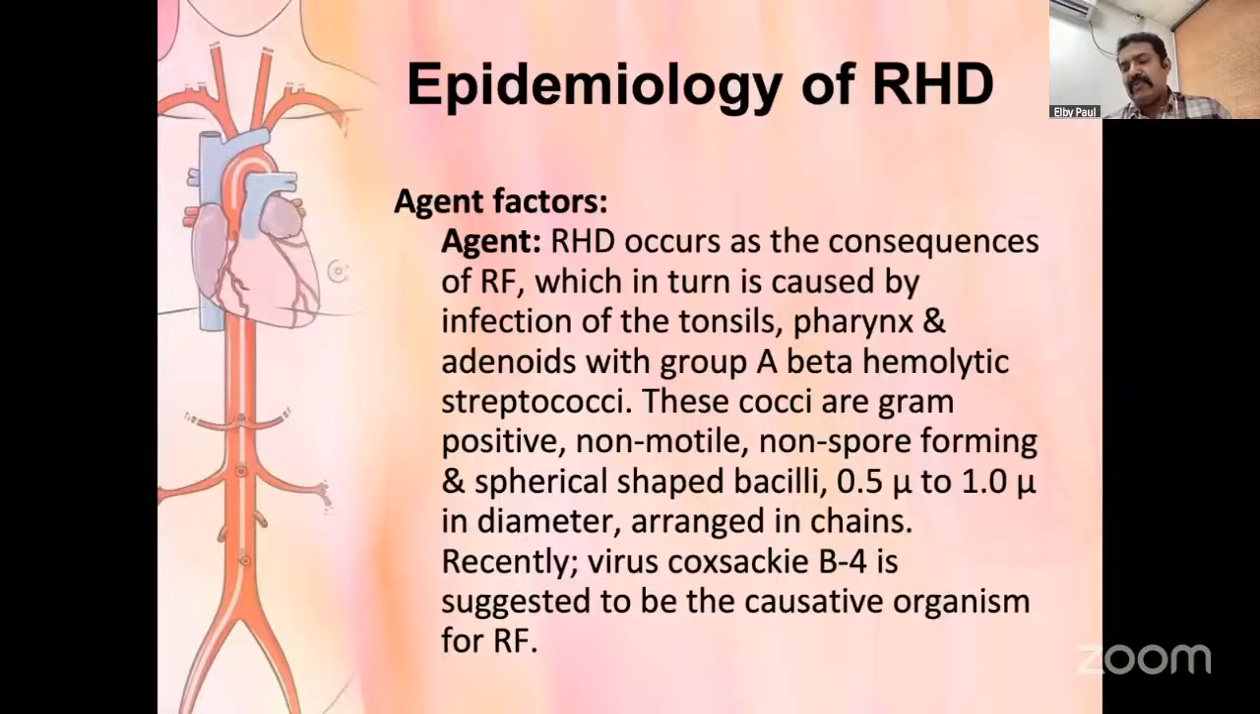It leads to any kind of valvular disease also. Agent factors: the agent is RHD, which occurs as a consequence of RF, which in turn is caused by infections of the tonsils, pharynx, adenoids, and group A beta hemolytic streptococci. These cocci are gram-positive, non-motile, non-spore forming, arranged in chains. Recently, Coxsackie virus B4 is suggested to be a causative organism for RF.